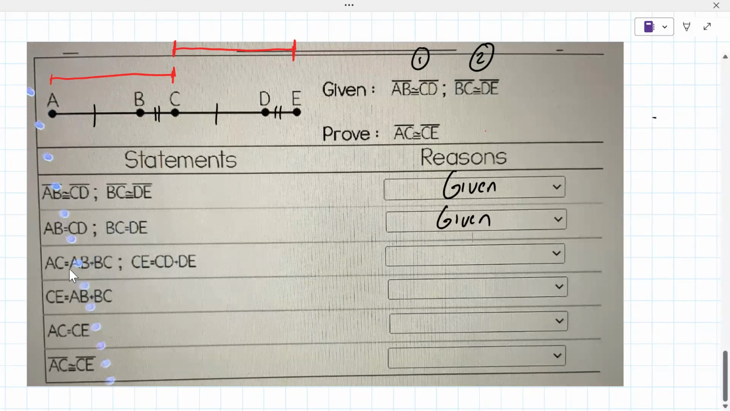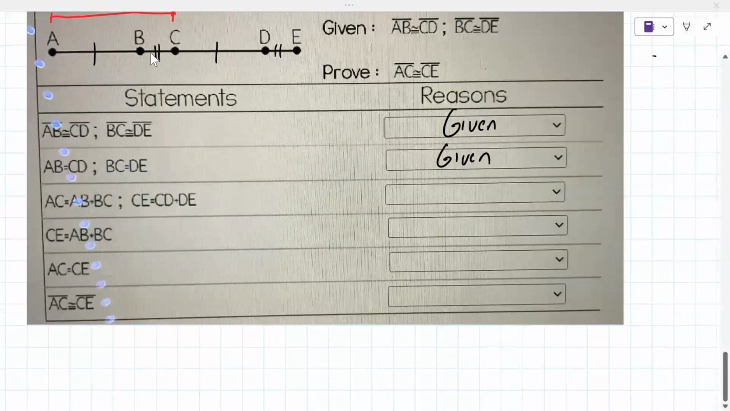The third statement says AC, which is this right here, equals AB plus BC. In your own words, what does that say? What does that mean to you? AC equals AB, they're all congruent? Wait, no. AC, the whole thing, is equal to AB plus BC. Oh, so AB is one part and BC is one part, and then AC is the whole.